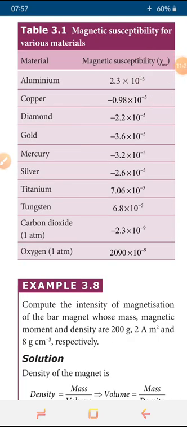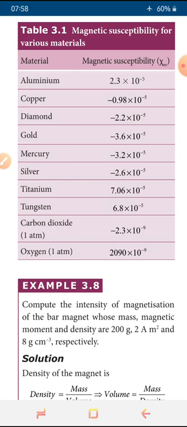And next is Table 3.1, magnetic susceptibility for various materials. So first, what is magnetic susceptibility? It is how strongly the material gets magnetized in a magnetic field. That is called magnetic susceptibility. Here some values are given, from aluminum 2.3 times 10 power minus 5 up to oxygen 2090 times 10 power minus 9. Just go through it once, it may be helpful in your other exam preparations. They may also ask one more question in our exams.